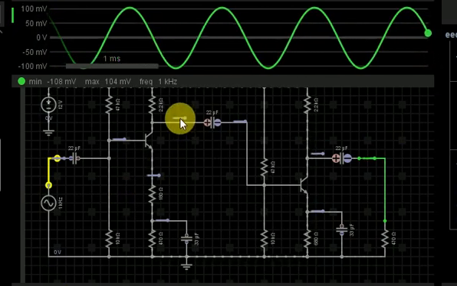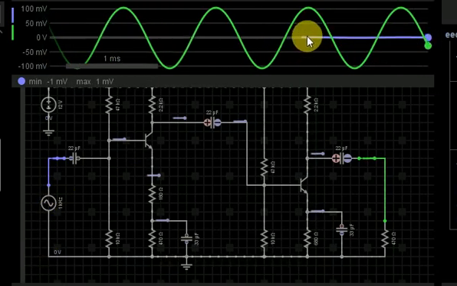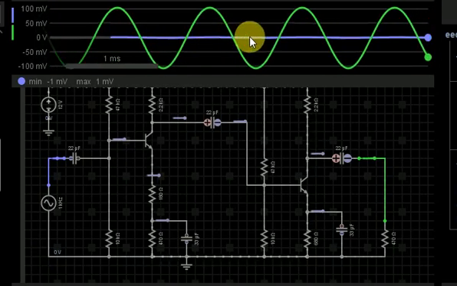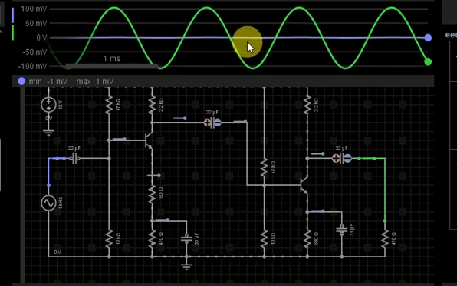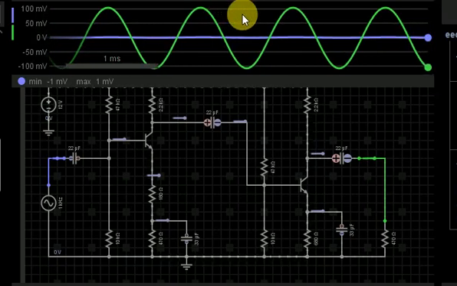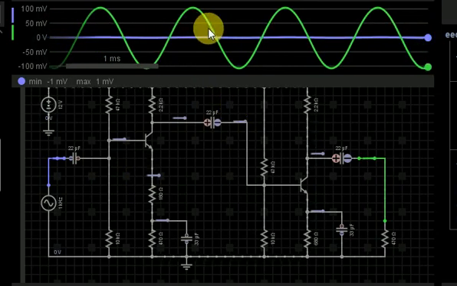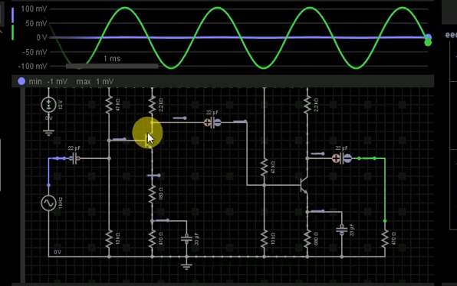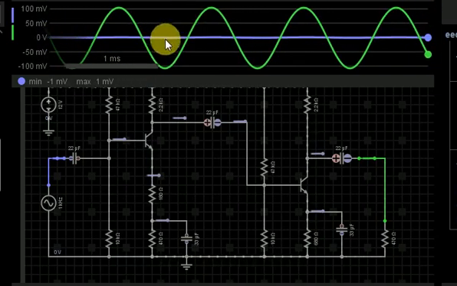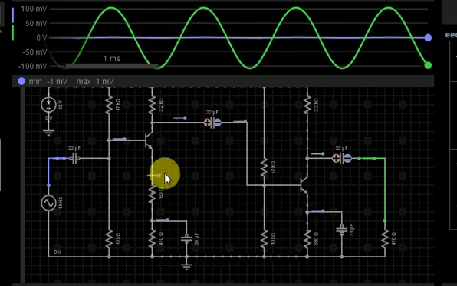Let's see the input and output simultaneously. Here we see the small input signal that we are providing, of amplitude 1 millivolt. It is a very small signal, and we are getting such a big output here of 100 millivolt amplitude. So this RC coupled amplifier is a very useful amplifier, as it can amplify very small signals to such a great extent. We have only given 1 millivolt and it has amplified it to 100 millivolt.